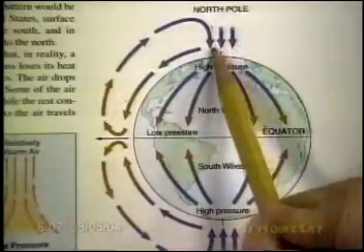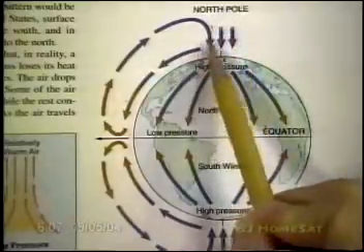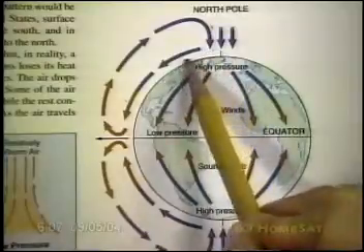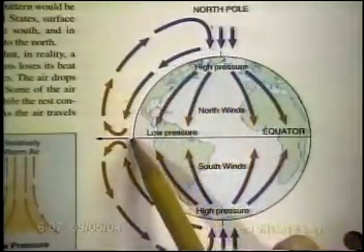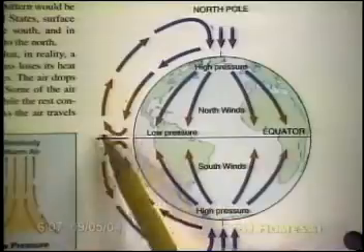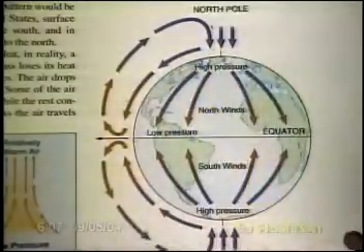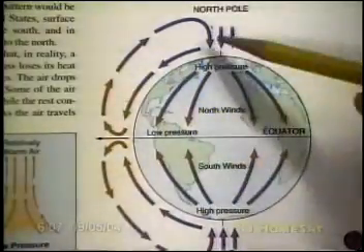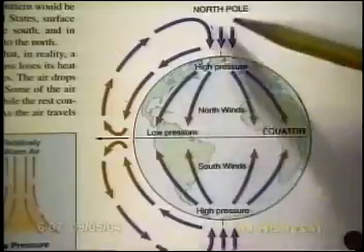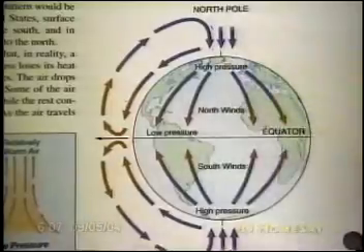It cools, it sinks, the high pressure, cool air flows back to the equator where there's a low pressure, and then it's heated again and rises and so on. Notice it's happening in both hemispheres and all along the globe. We can't show it as well here, but that's what's happening.